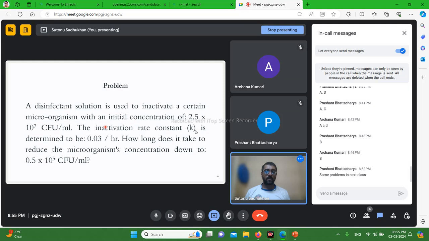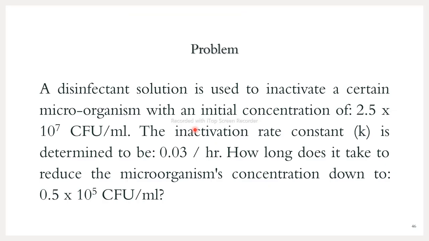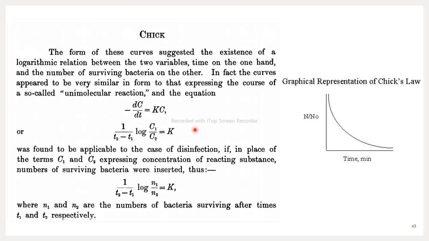Do you remember the formula, or should I show you again? This is the formula for Chick's law: minus dC by dt equals k into C. After integration, it takes this form. Here t is T2 minus T1, you take this value as t. C1, C2 are given, K is given. Just take the ratio of the two.